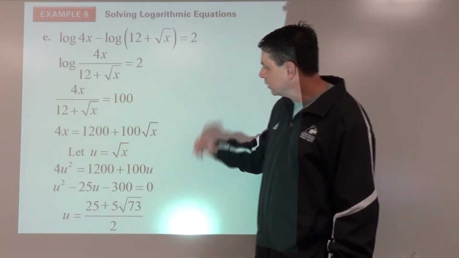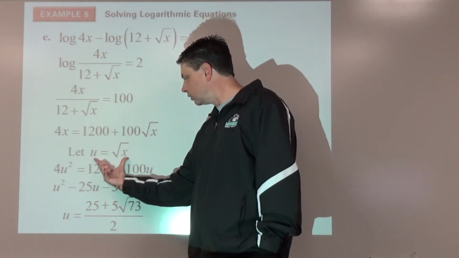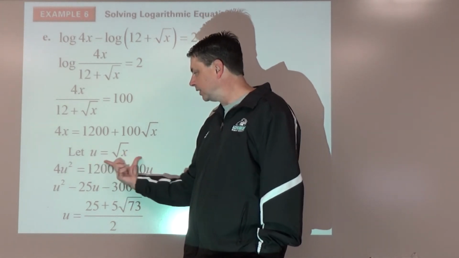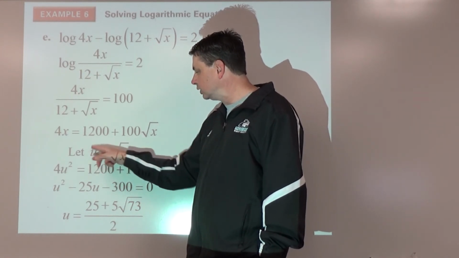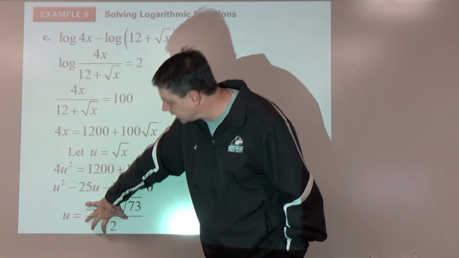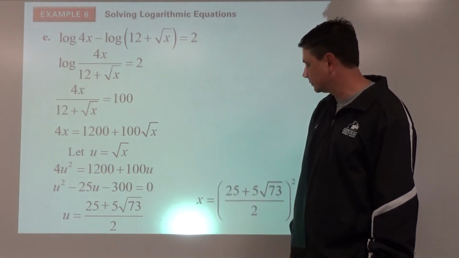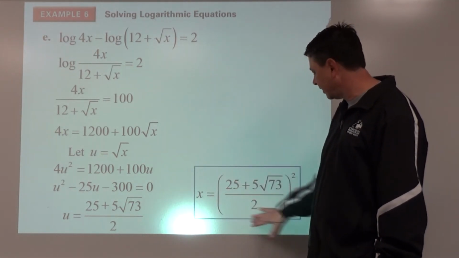So now we want to get x. So how would we get x from this? Well, if I square both sides, x would be u squared. So I just have to square this, and we've got our solution. So x is that squared.